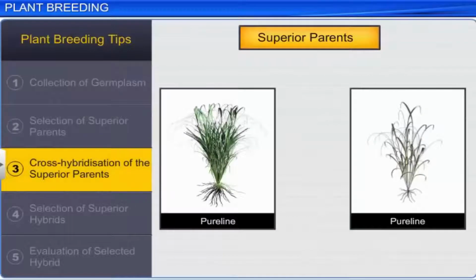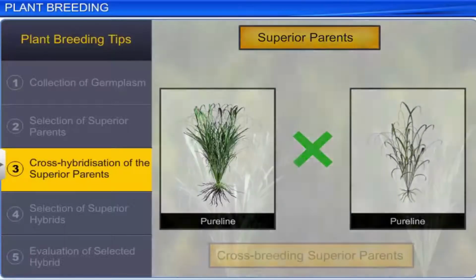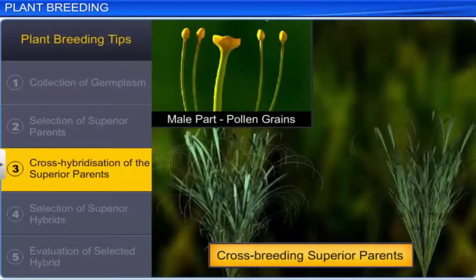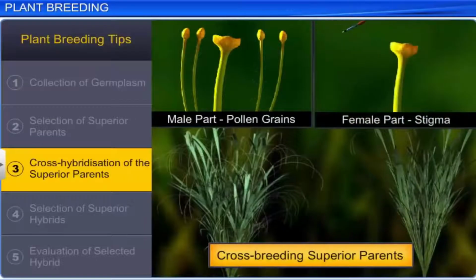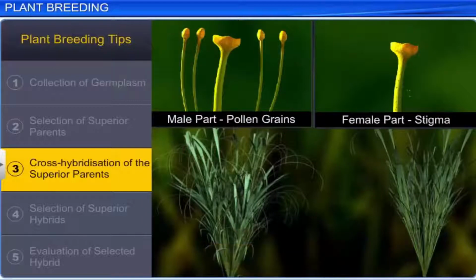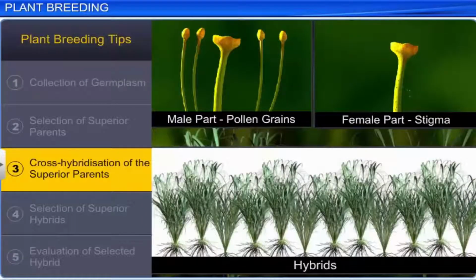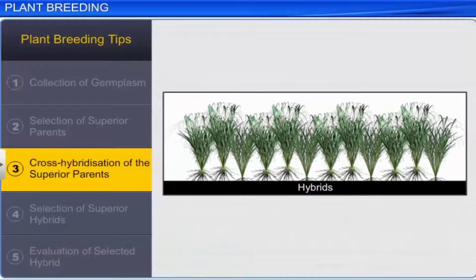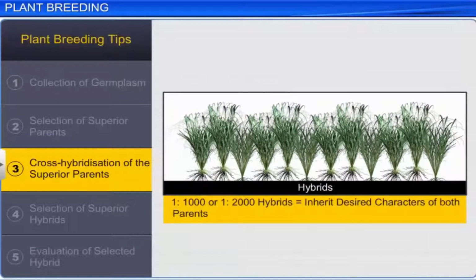The third step is cross-hybridization of the superior parents. This is done by collecting the pollen grains of one parent plant and placing them on the stigma of the other parent plant. However, the hybrids obtained may not contain all the desired characters present in the superior parents. In fact, 1 in 1,000 or 2,000 hybrids obtained may contain the desired characters of both superior parents. Hence, this step is considered cumbersome.